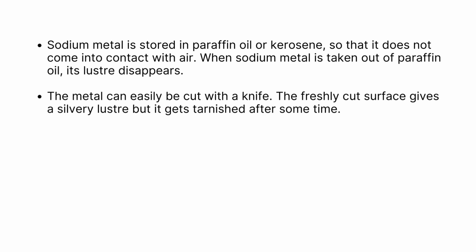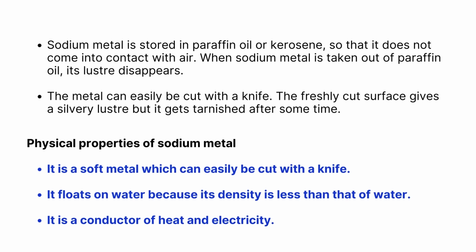When sodium metal is taken out of paraffin oil, its luster disappears. The metal can easily be cut with a knife. The freshly cut surface gives a silvery luster, but it gets tarnished after some time. The physical properties of sodium metal are: it is a soft metal which can easily be cut with a knife. It floats on water because its density is less than that of water. It is a conductor of heat and electricity.